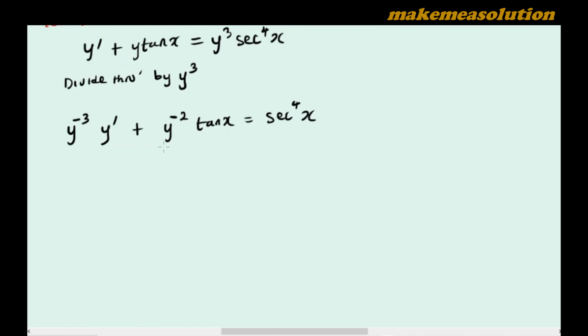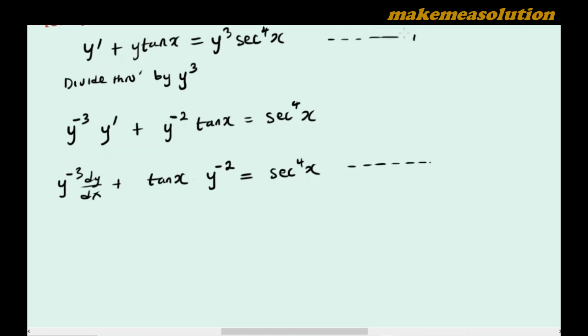Of course, remember this is acting as our y raised to the power of 1 minus n, if you watched the introductory video to this Bernoulli's differential equation. And of course this y prime is dy dx, so let me just put it straightforward like this: y to the power of minus 3 dy dx plus tan x, then y raised to the power of minus 2 is equal to sec 4x. So I'll call this equation 1, the original equation. This is equation 2 over here.